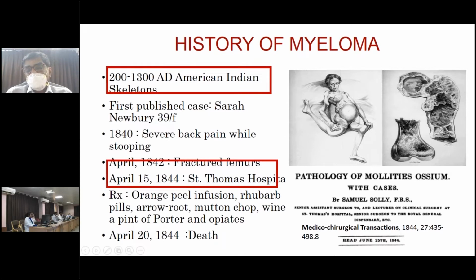The first published case, however, and the well-read case, is that of Sarah Newberry, a 39-year-old female who presented in 1840. There was no treatment available, and what she received was an array of exotic herbs, the then available foods, which were luxury foods, and even wine and opiates. And she succumbed to her illness within 4 years of diagnosis. Within 2 months of her demise, Samuel Soley published it in Medico-Chirurgical Transactions with these images, which show a fracture of the humerus, bilateral femur, and a picture of her femur showing destruction of the bone.